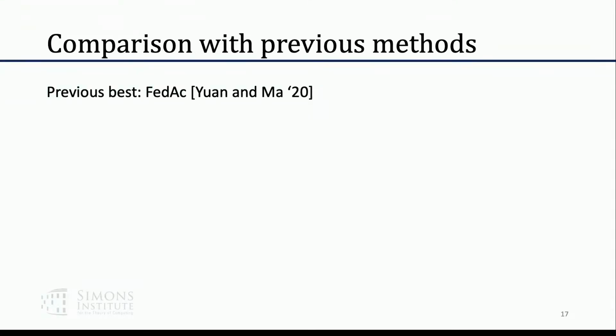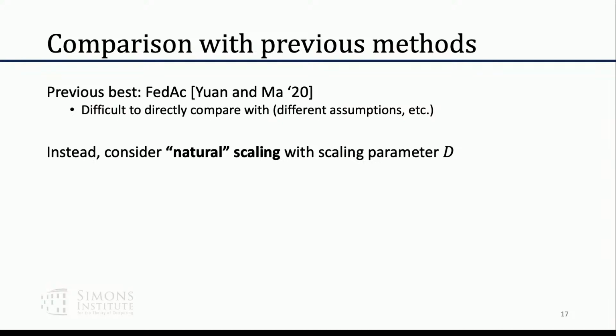So one of the previous best methods is FEDAC, which is like an accelerated variant of federated averaging or local SGD. It's a bit difficult to directly compare because of the different assumption sets, right? They consider some third order smoothness. We consider the QSC condition, right? It's a little bit apples and oranges. So we try to level the playing field by introducing some natural scaling parameter D, the details of which are not so important. Suffice it to say, it's an attempt to make a more direct comparison between these methods.